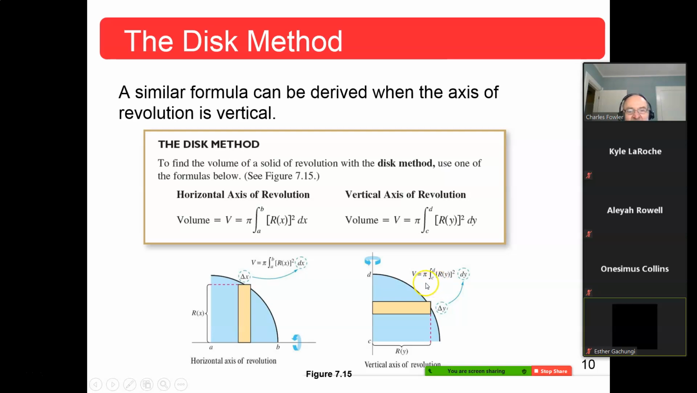The formula looks exactly the same: pi times the integral from whatever your limits are, either in y or in x, of r of x or r of y, depending on which way you're defining it, squared, dx. The pi r squared is your area, and the dx is your height. So that's what you're doing every time.